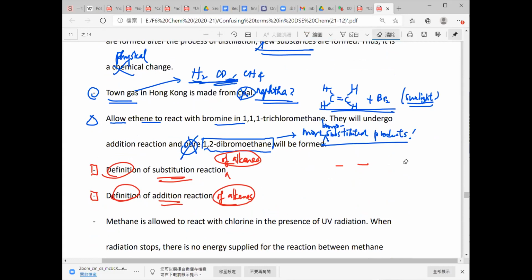What's the difference in the definition between them? Lei Tong, where are you? Hi, Doc. Alkane and alkene: alkane is saturated, and alkene is not saturated. Yes. So go back to the definition of the type of reaction.